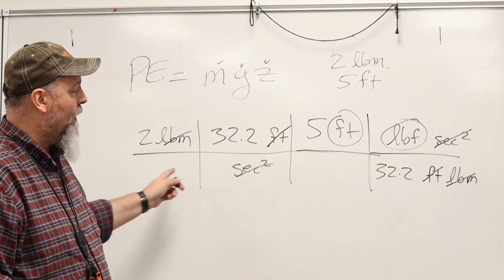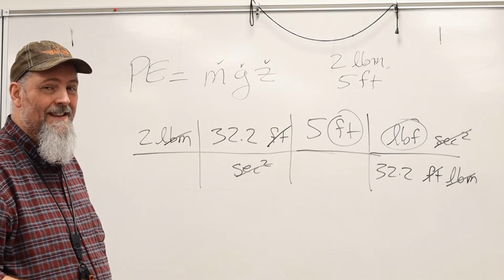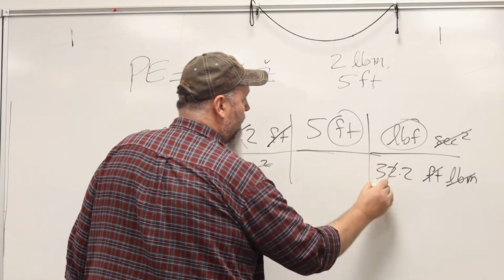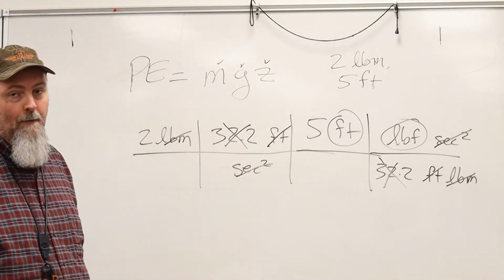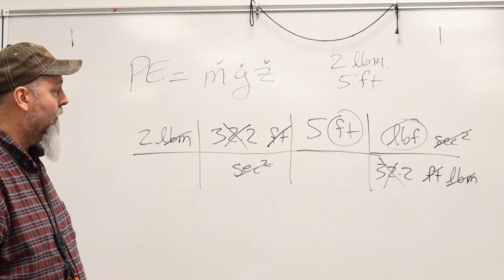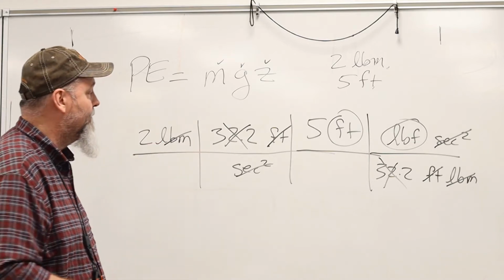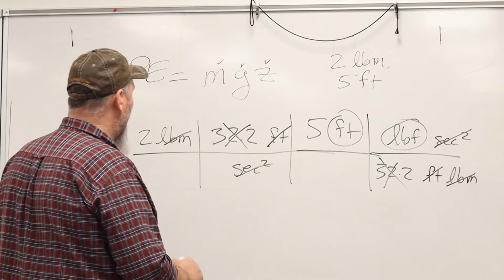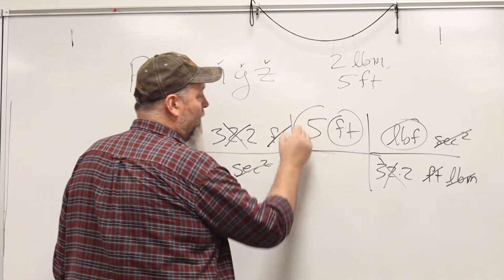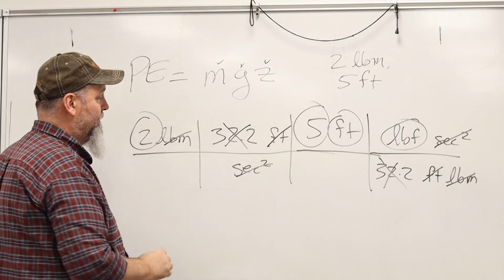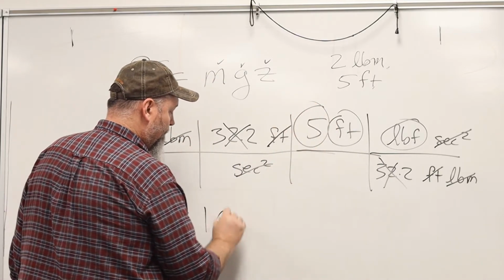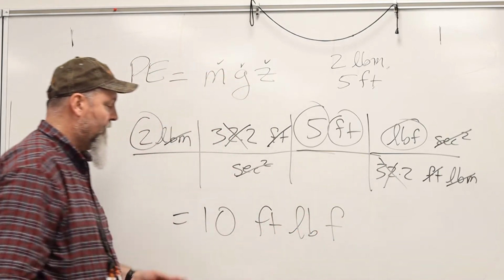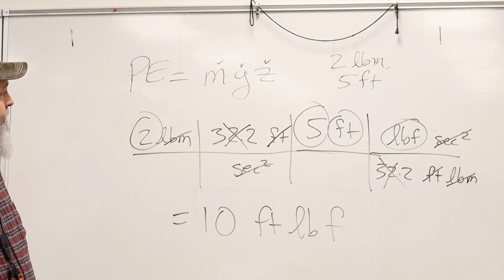So looking at our equation before we start plugging numbers, is there anything else we can cancel? The answer is yes. 32.2 is common to both the top and the bottom of our little ladder solving thing. Well, holy smokes, this becomes a real easy problem. 2 times 5. The answer is 10 foot-pounds force.